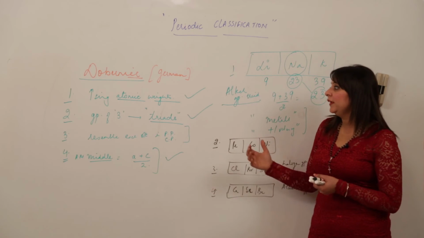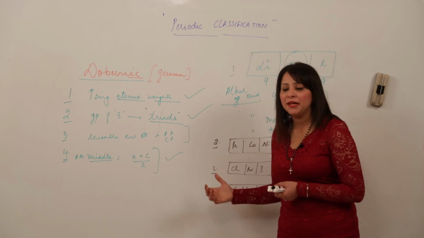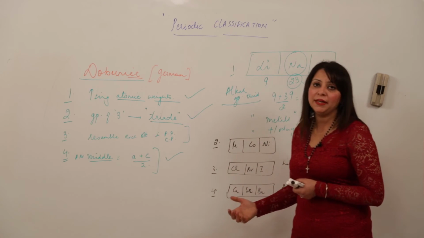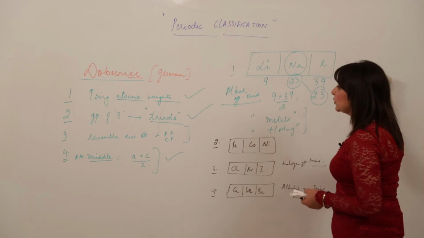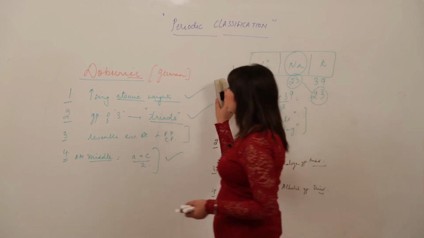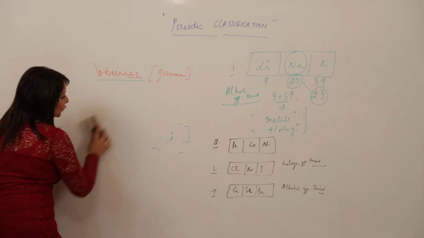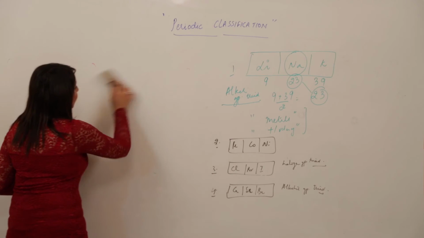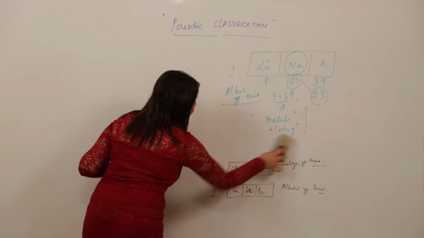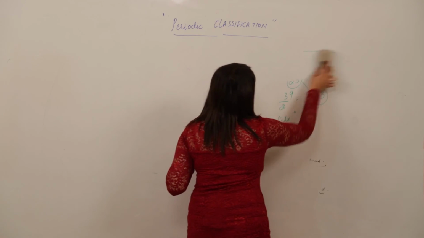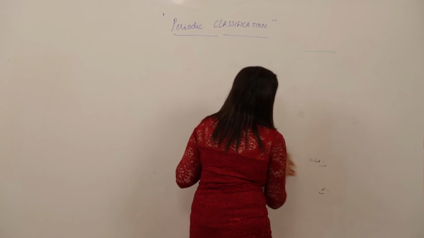So actually Döbereiner failed in classifying the elements, but still he made a contribution. That is a big effort, because it is not always that you succeed in the things you do. It is always a good attempt that you at least try. Right, so Döbereiner made that try. Then the second attempt was made by an English chemist called Newlands.